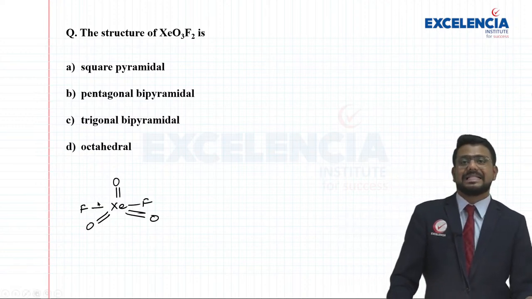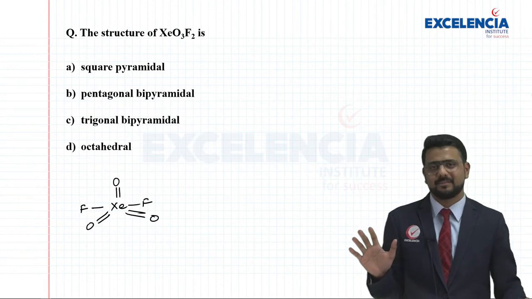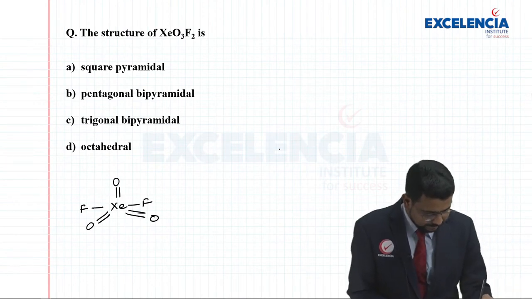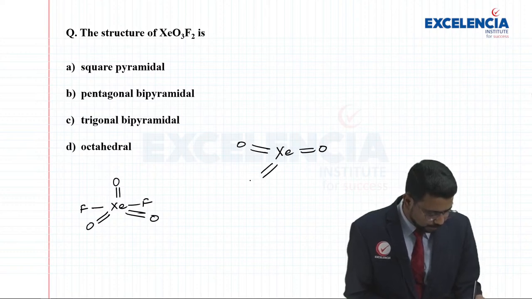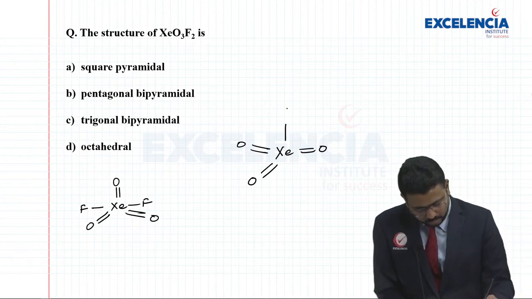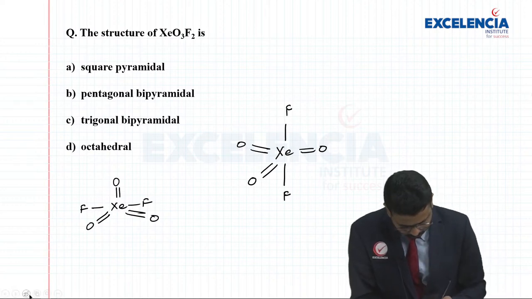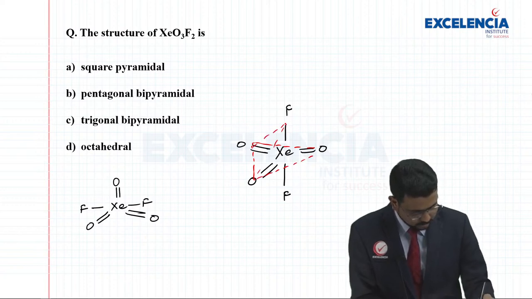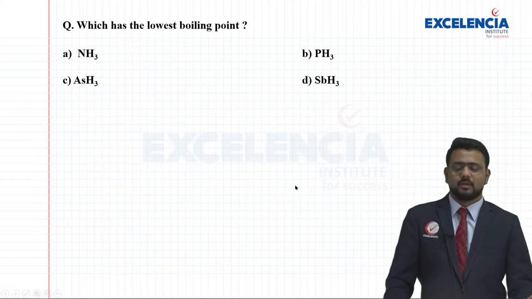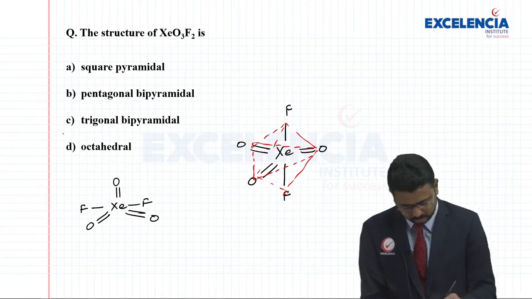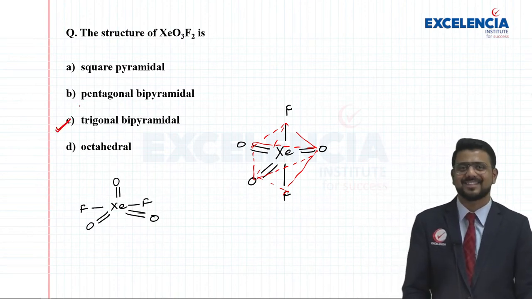Now, if you notice here, xenon is surrounded by 5 electron domains. And there are no lone pairs, all are bond pairs. So basically, if I draw its geometrical figure, it's going to be like this: Xe, double bond O, double bond O, double bond O. So it is going to be a triangular shape. One fluorine up here, one fluorine down. So we can say here that this is basically a triangular structure with 2 pyramids, right? So we can say that it is a trigonal bipyramidal structure. Trigonal bipyramidal structure. So option C is your correct answer.